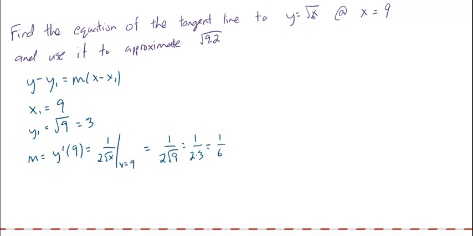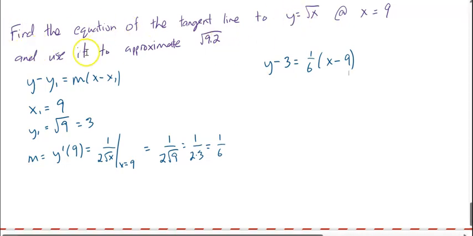So what's that give us? y minus 3 equals m, which is 1 over 6, times x minus 9. All right, cool. So that's the tangent line. If that's all we're asking for, we'd be done with this problem. But notice we're being asked to approximate root 9.2. So we want to do an approximation for this function using the tangent line.